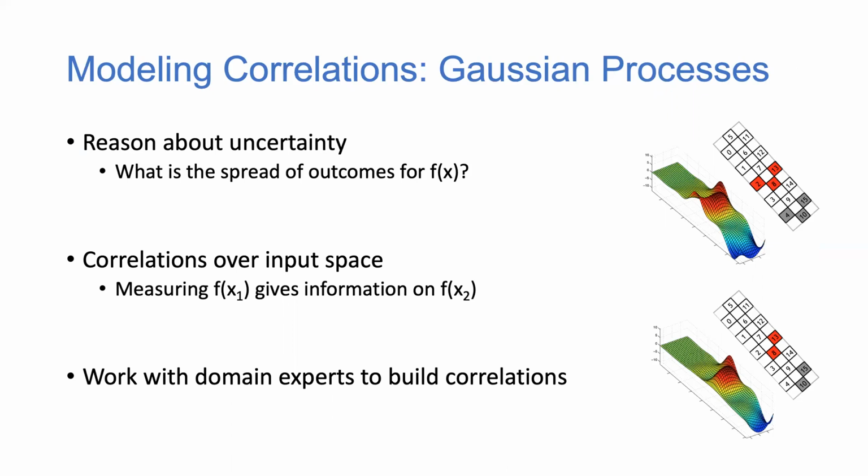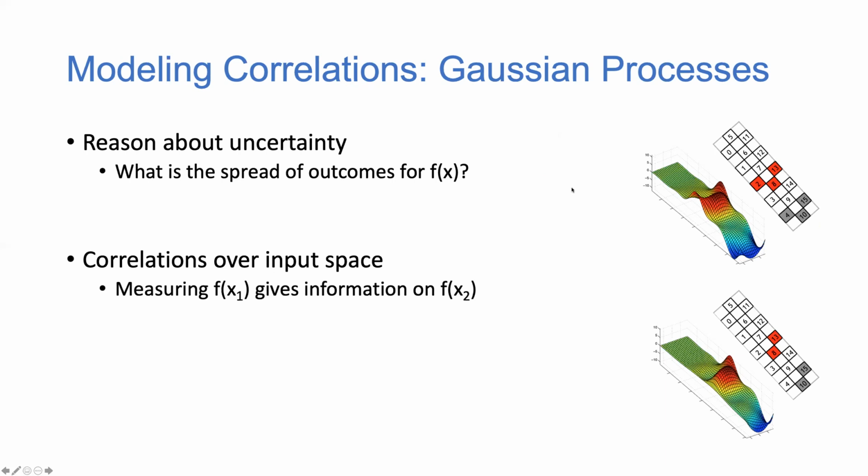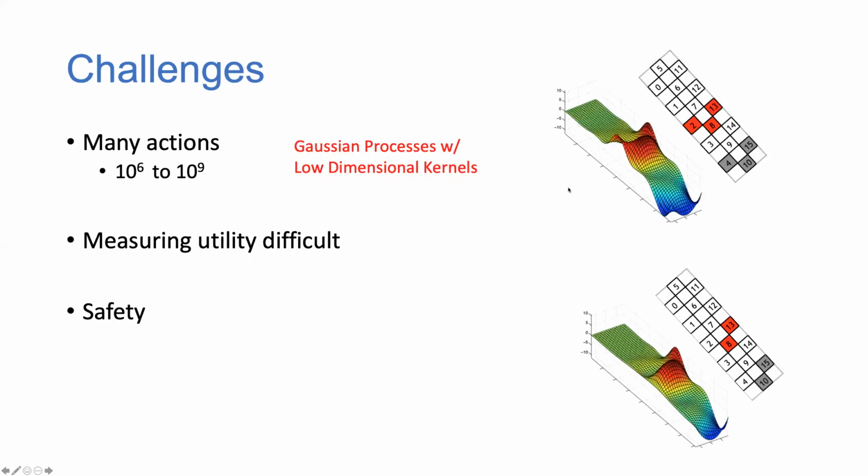You can then build a kernel, this correlation function, based on these realizations of the electric potential, and you can work with domain experts to build this correlation. If you do that, you can build a kernel function that's very low dimensional, despite the ambient space being much higher dimensional. One of the nice things about kernels is that you can work with domain experts to build one that makes sense for your application, which is one of the reasons why Gaussian processes are so popular. So that's how we solve the first challenge.